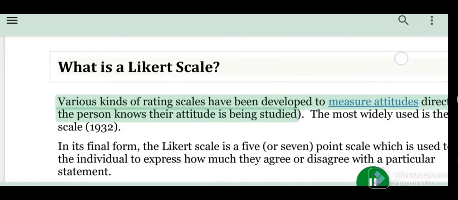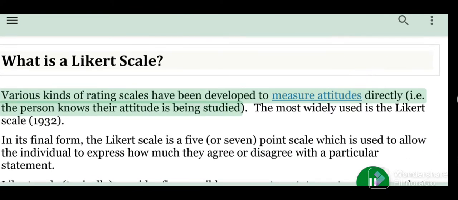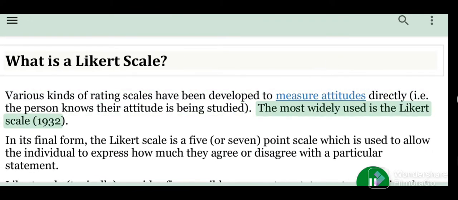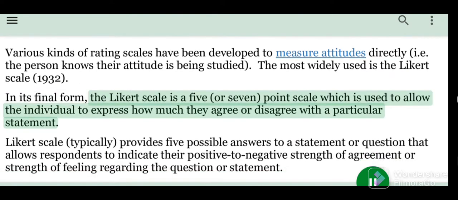Various kinds of rating scales have been developed to measure attitudes directly, i.e., the person knows their attitude is being studied. The most widely used is the Likert scale (1932). In its final form, the Likert scale is a 5 or 7-point scale which is used to allow the individual to express how much they agree or disagree with a particular statement.